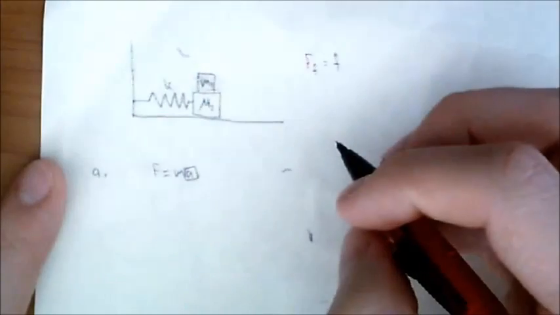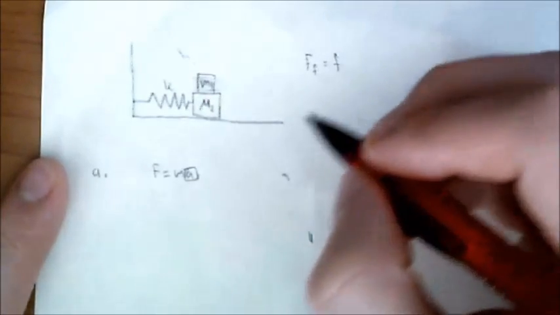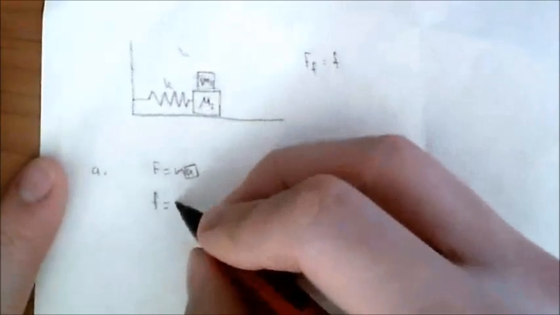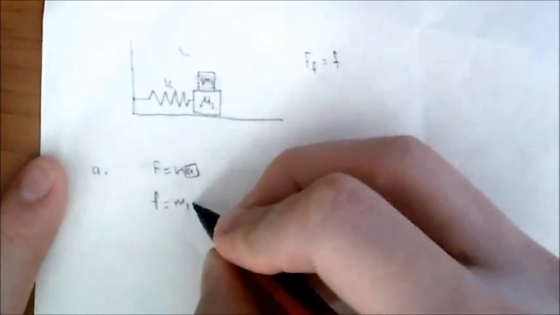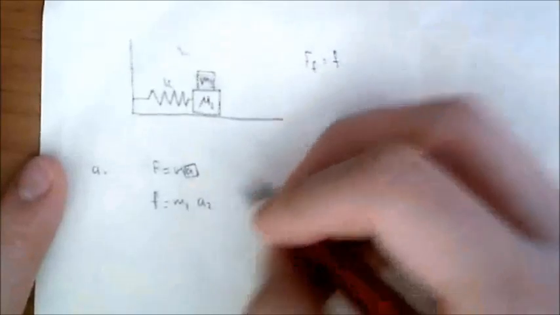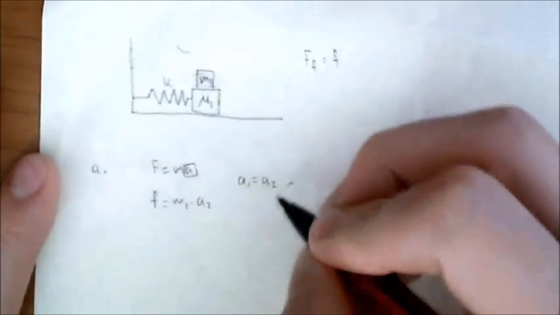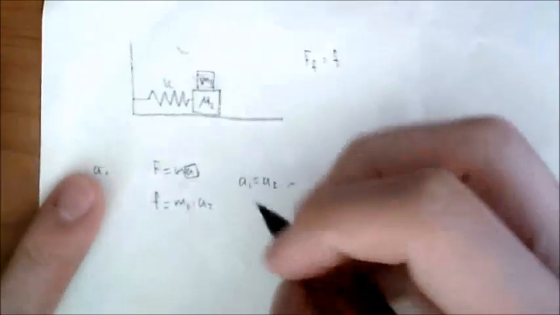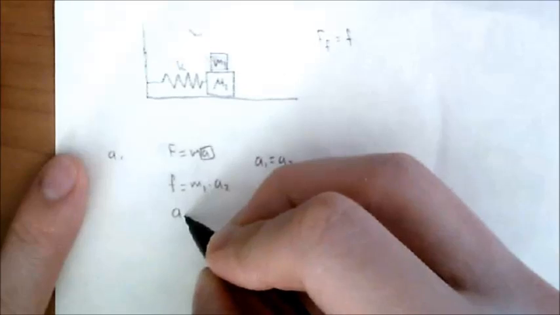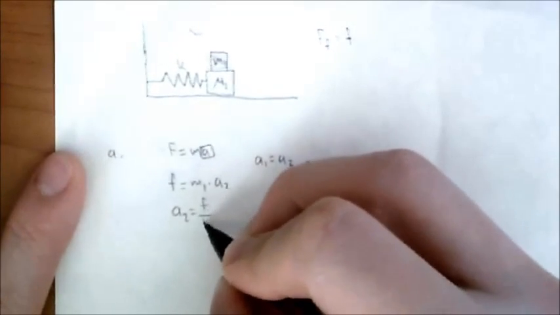The force of friction is already given to us by the problem as the variable F. So that force has to be equal to mass 1 times the acceleration of mass 2, which happens to be equal to acceleration 1. So moving this around, the acceleration has to be equal to the force of friction over mass 1.